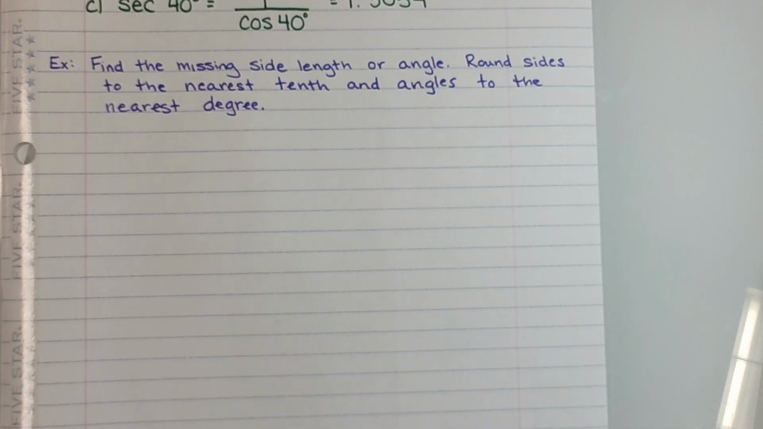So we're going to find the missing side length or angle. We're going to round sides to the nearest tenth and angles to the nearest degree.